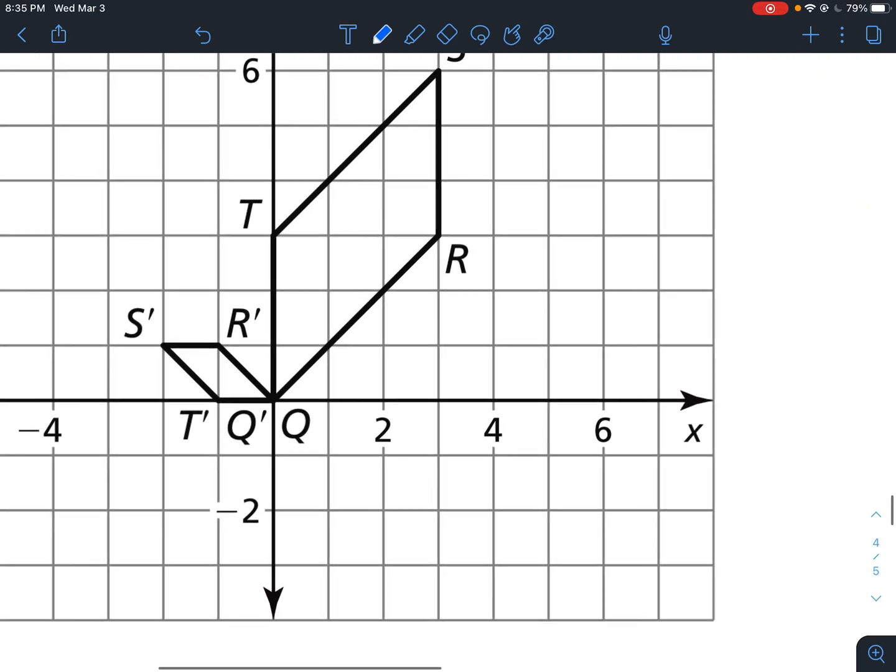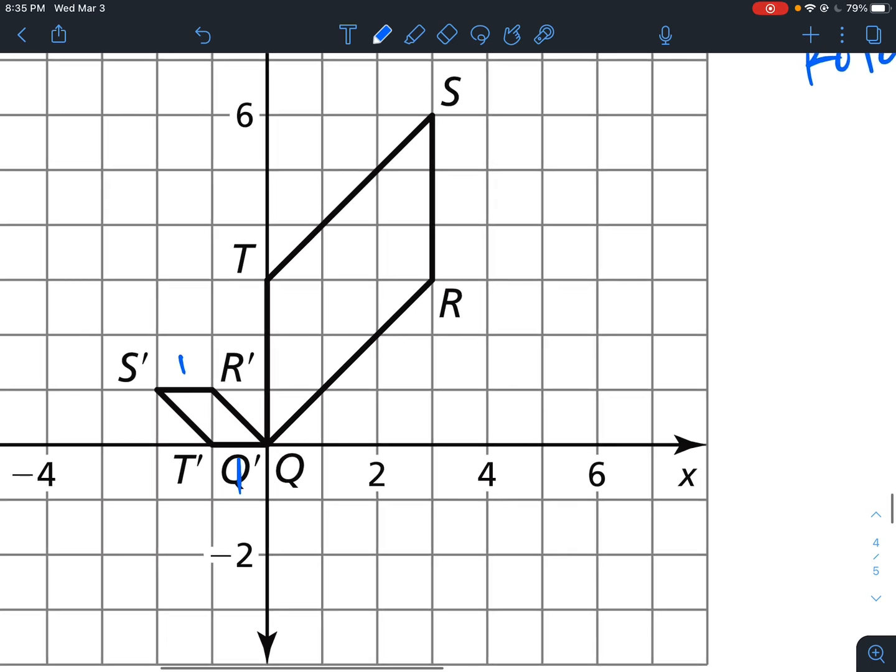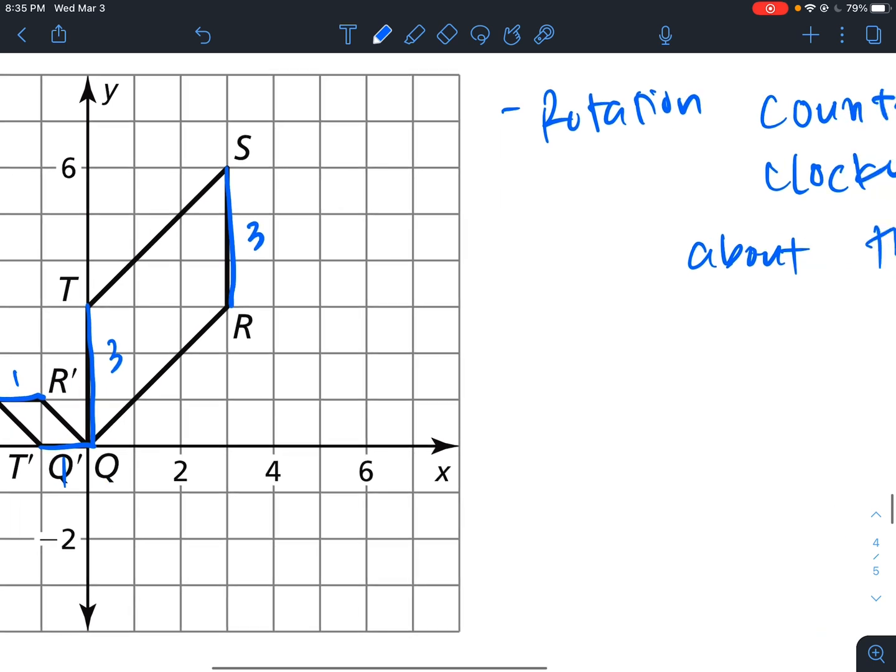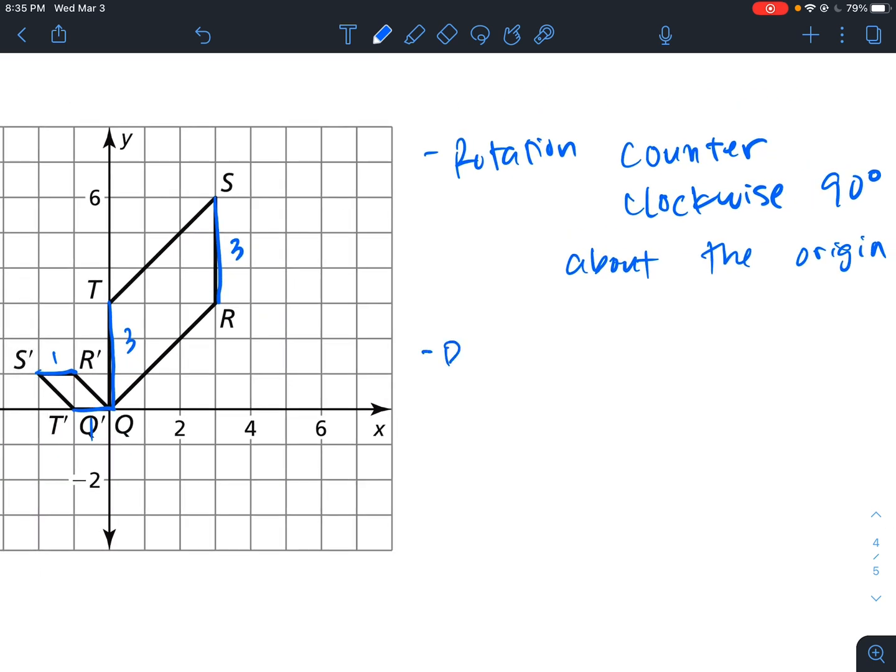Alright, next thing that we notice is that it's smaller, so I'm going to compare the side lengths. So this has a side length of 1, this has a side length of 1. Wow, so that's S R, S prime, and R prime, and this is T prime and Q prime. So S and R has a side length of 3, this has a side length of 1. So it's obviously reduced by a factor of 1/3. So a dilation by a factor of 1/3.